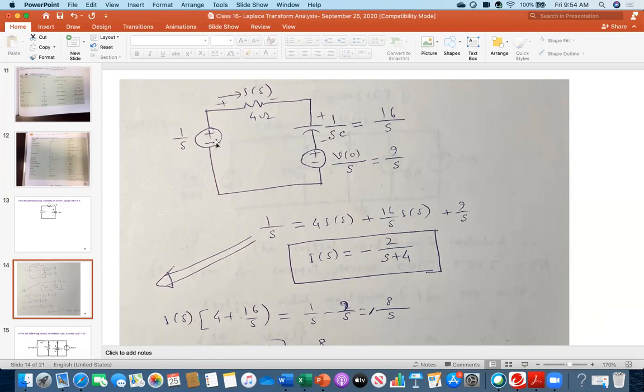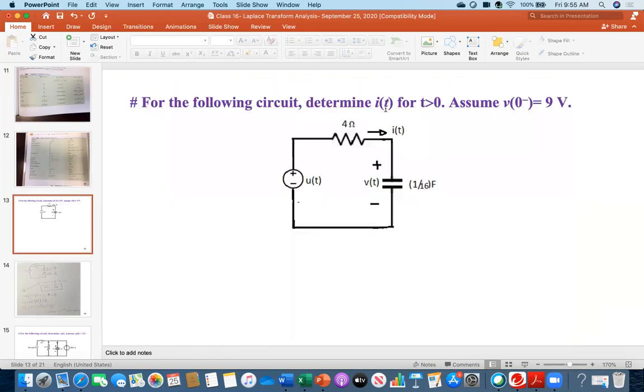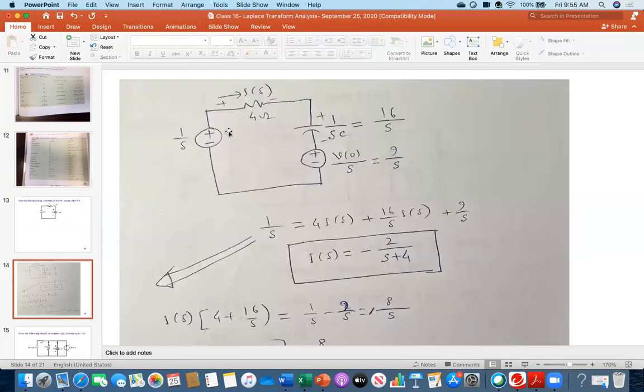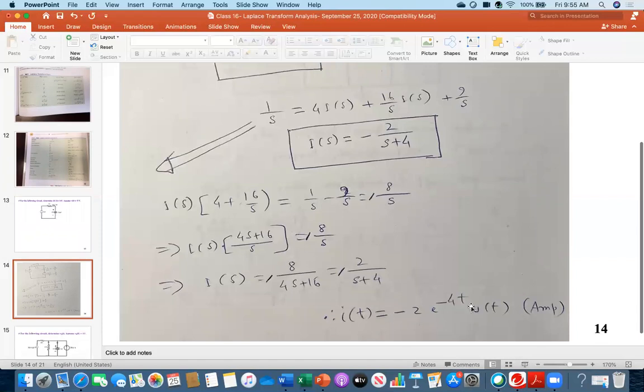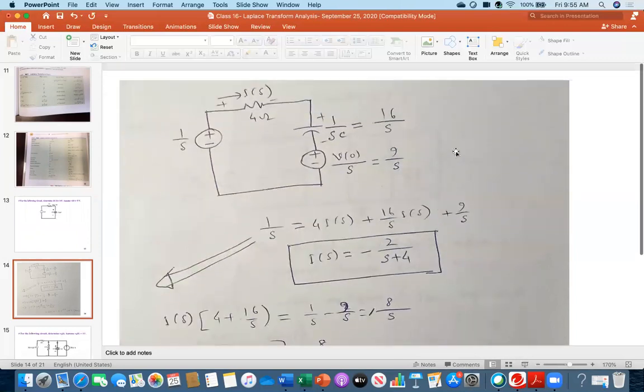So now this is my new circuit. I have the source 1 over S. This is the 4 ohm resistance. I_s current is flowing. This component is 16 over S. This component is 9 over S. Now you can find out i(t). The question was to determine i(t), so first you have to find out what I_s is, and once you get I_s, at the end you just convert into the time domain. I am coming to the calculation. So everybody, could you follow me? Do you understand?